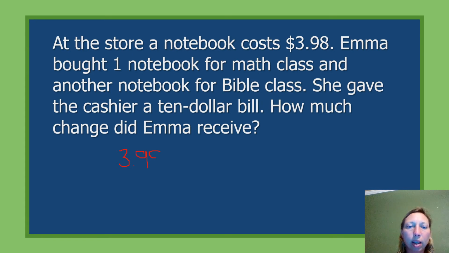You can either do $3.98 times 2, or you can do $3.98 plus $3.98. I'm just going to do the plus here. $3.98 plus $3.98. Okay, we got our plus symbol here. I know 8 plus 8 is 16. Bring my 1 to the tens column. 9 plus 9 is 18, plus 1 more is 19. And then we have 3 plus 3 is 6, plus 1 more is 7. So we have $7.96, and I should have had dollar signs here.